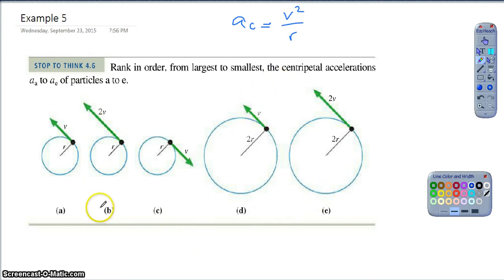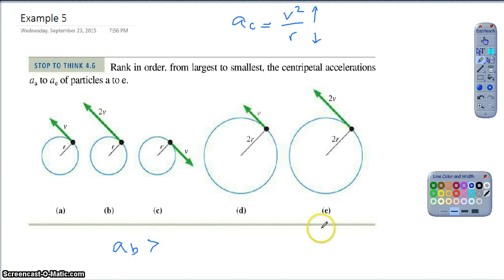Well, the object here with the greatest acceleration is going to be the one with the highest velocity and the smallest radius, right? The higher the velocity, the smaller the radius, the higher the acceleration. So then the acceleration of object B is going to be the greatest.